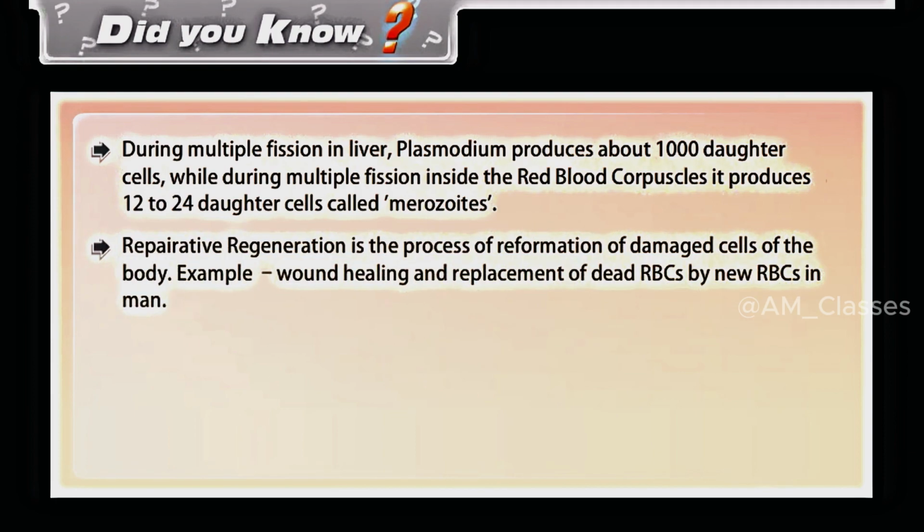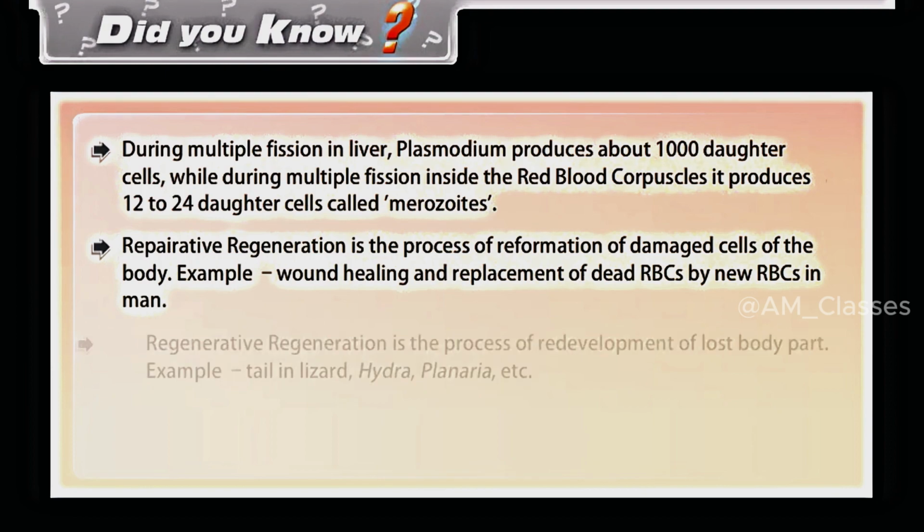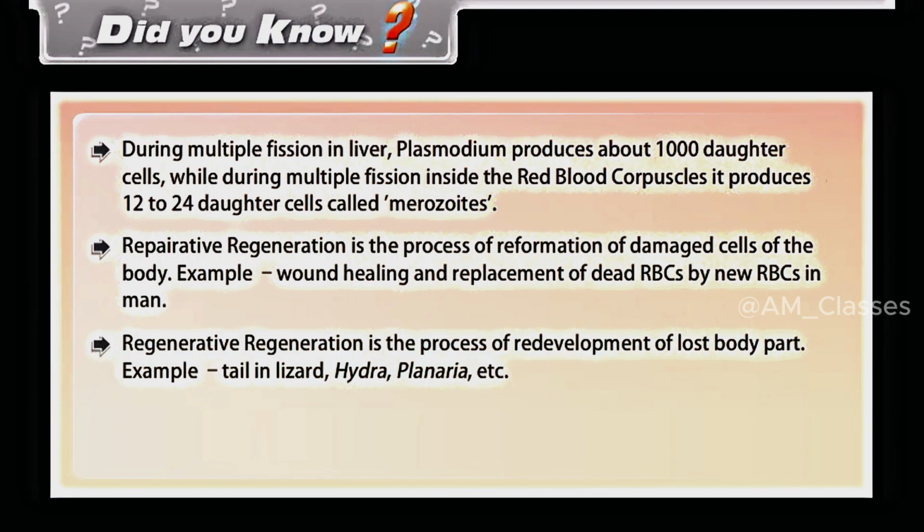Reparative regeneration is the process of reformation of damaged cells of the body. Example: wound healing and replacement of dead RBCs by new RBCs in man. Regenerative regeneration is the process of redevelopment of lost body part. Example: tail in lizard, hydra, planaria, etc.